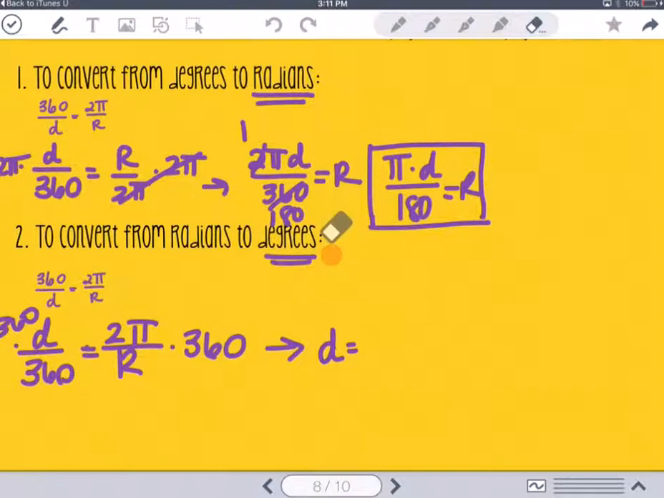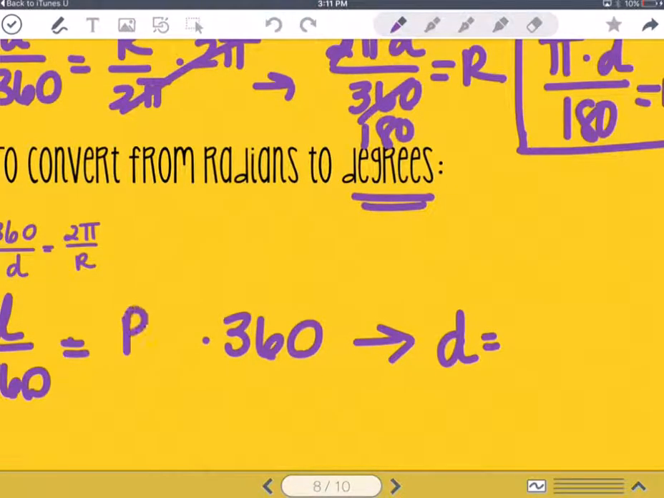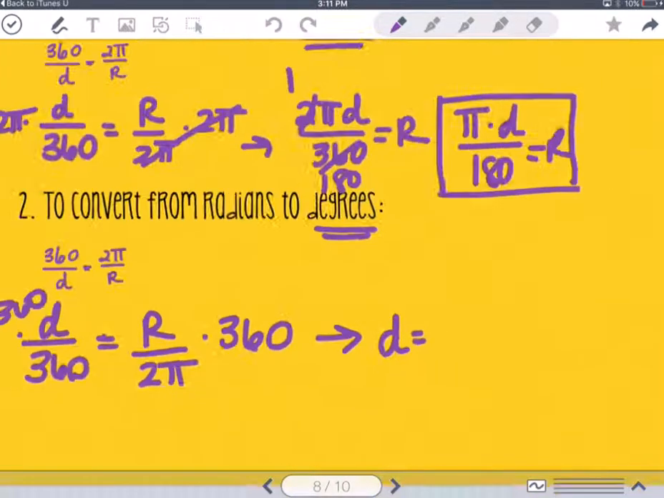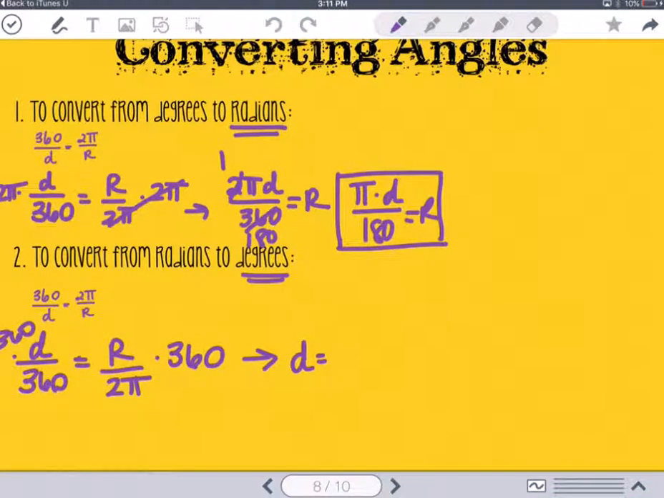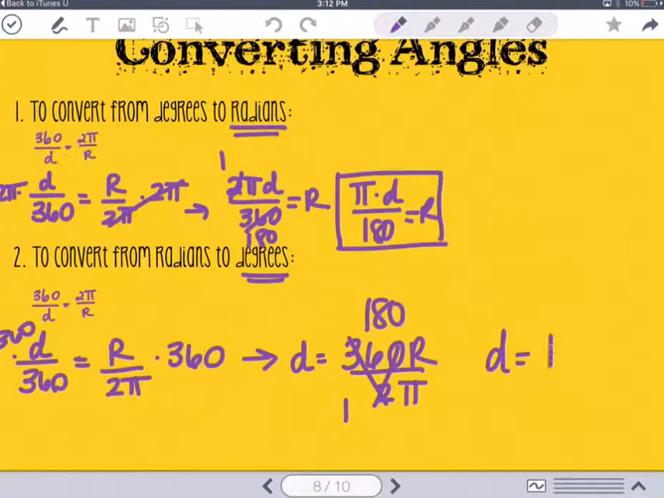ooh, I forgot to switch these over here, radian over 2 pi. Okay, and that's going to give me 360 radian over 2 pi, and I'm going to have the same 180 over 1. So my final equation is going to be degrees equals 180 radian over pi. So these are the two formulas.